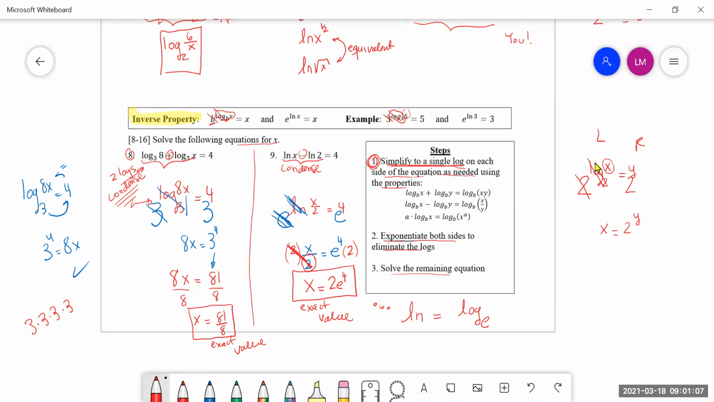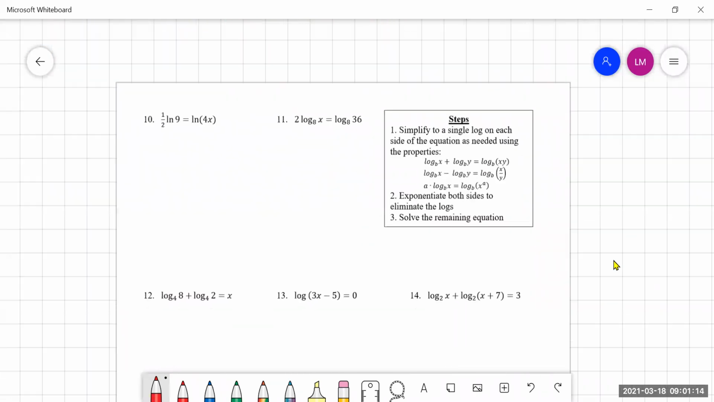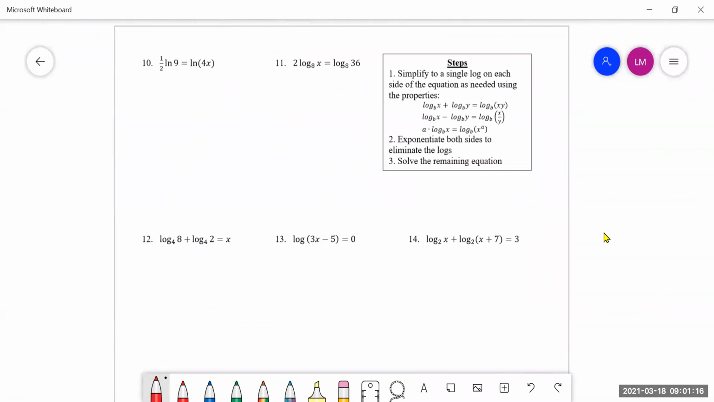All right, let's see if we can do some more examples to make sure we understand. I would like for you to pause the video for just a few seconds, a minute maybe, and I want you to give it a try. Do you recognize what to do here first?